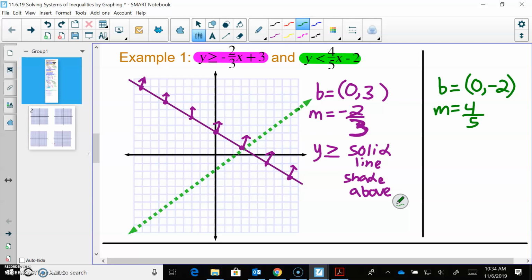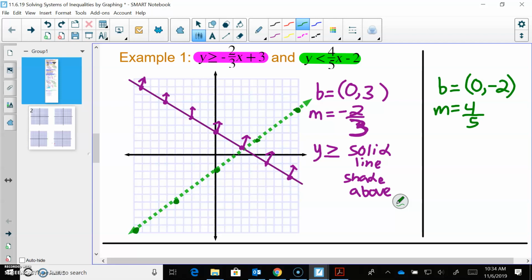If I take a look at the green one, my y-intercept is (0, negative 2). So I need to go to negative 2 on my y-axis and put a dot. Then my slope, because it's positive, I can go up 4, 1, 2, 3, 4, and to the right 5, 1, 2, 3, 4, 5. I can also, from the b value, go down 4 and to the left 5.